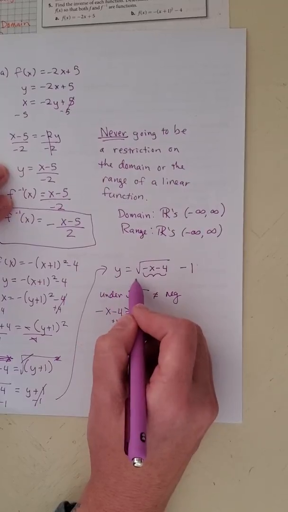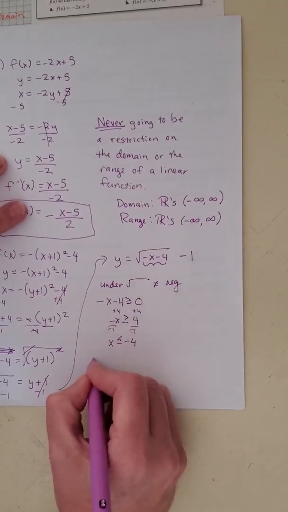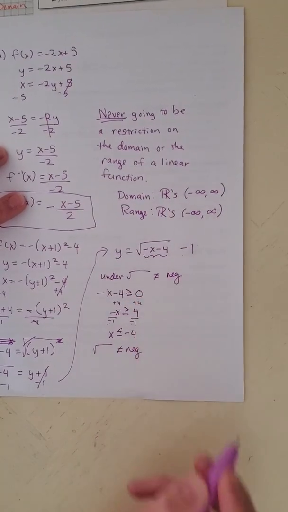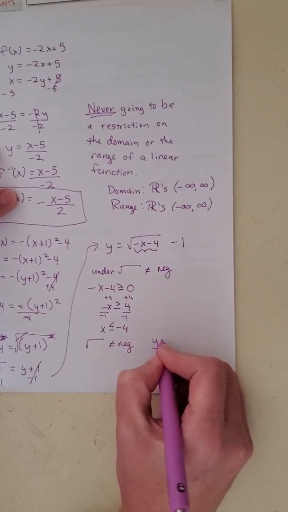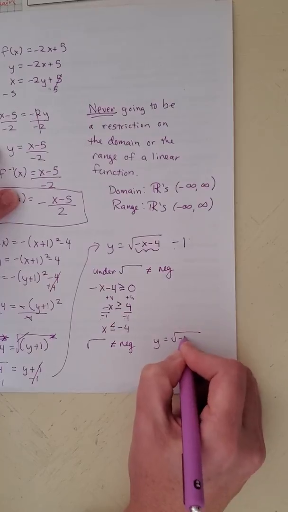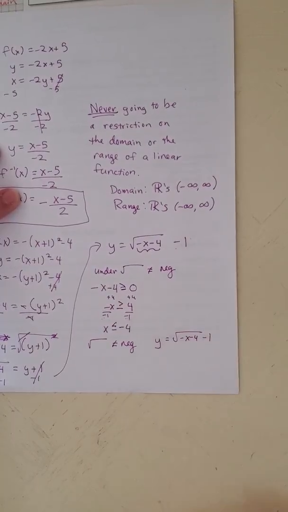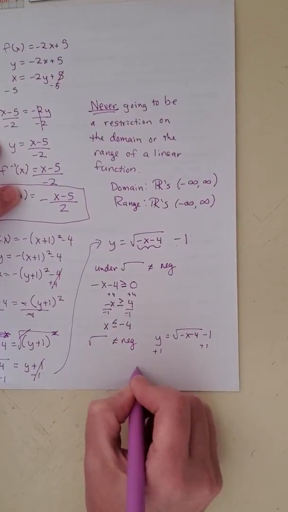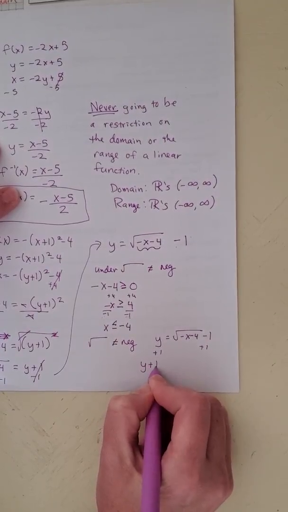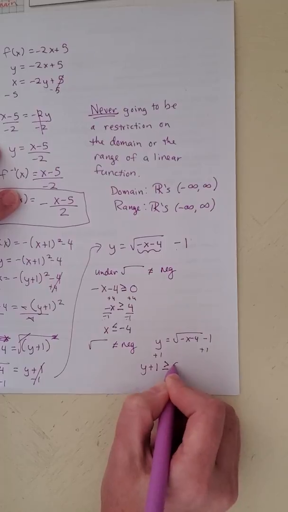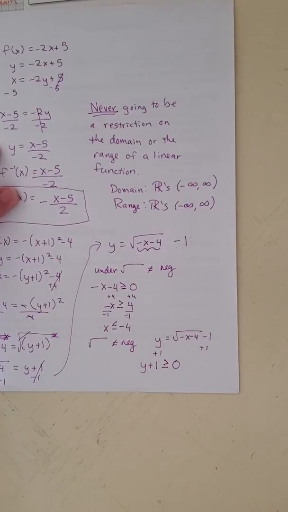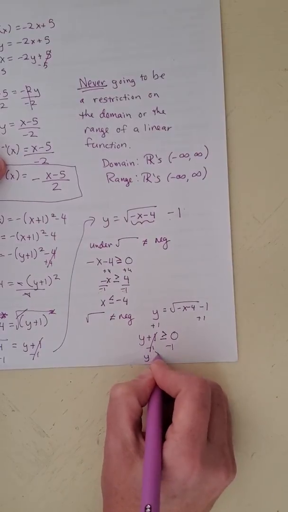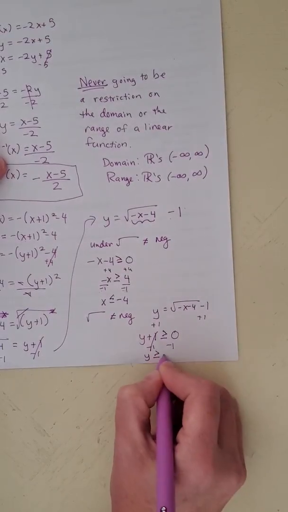Now for my range, what I know is that my square root cannot equal a negative. So I'm going to isolate my square root. y equals the square root of negative x minus 4, minus 1. First, isolate your radical by adding 1 to both sides. And now y plus 1 has to be greater than or equal to 0. So I'll subtract 1 from both sides, and that gives me that y has to be greater than or equal to negative 1.